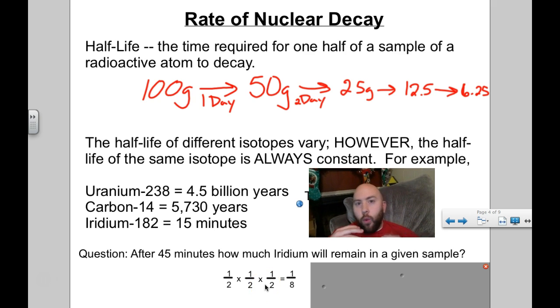We'll do a lot of half-life questions in class. This is just giving you a general overview of what half-life is. It is the amount of time it takes for half a sample of an isotope to decay into something else.